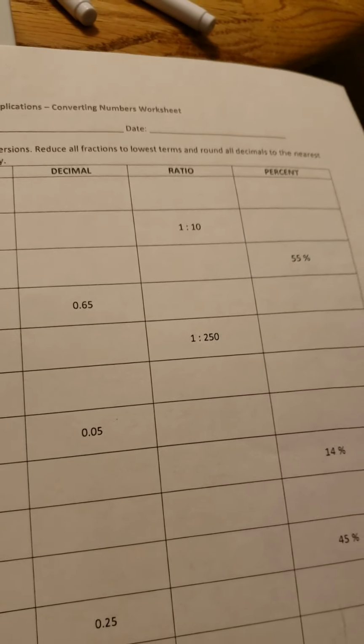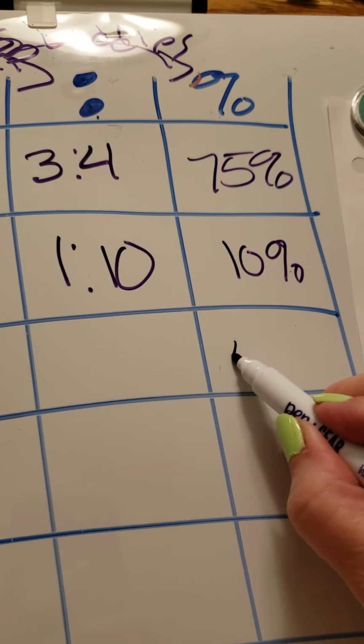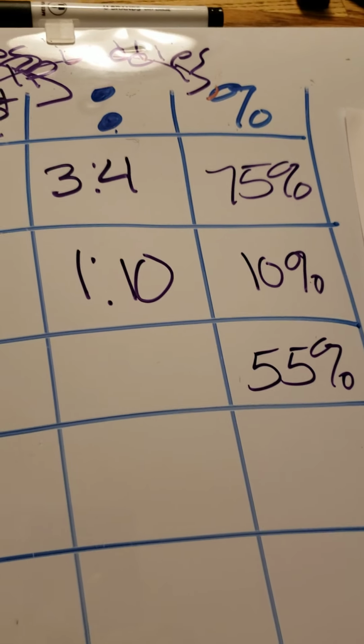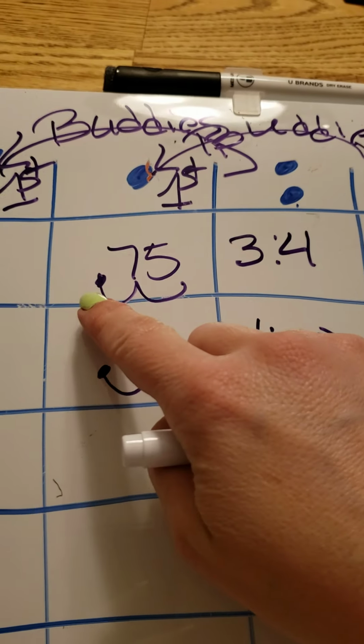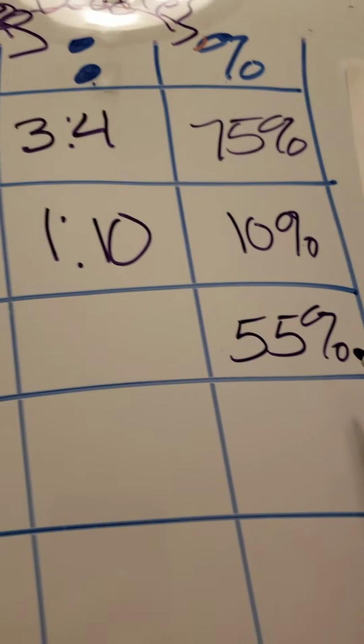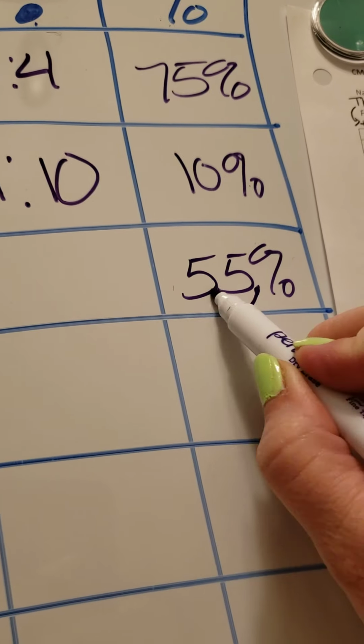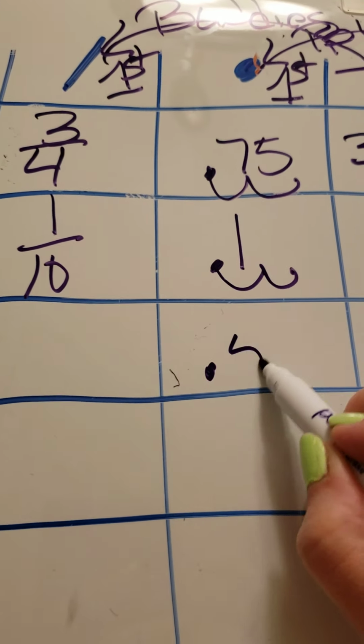Perfect. Now, next number is 55%. Okay, who's my percent's buddy? Decimal. So if I don't have a decimal, technically it's right there. So now I'm just going to go 1, 2, 1, 2. Give me 0.55.